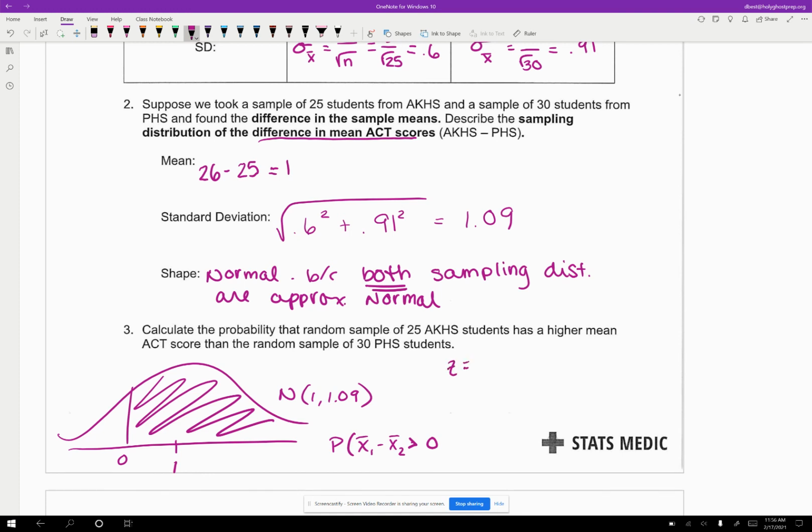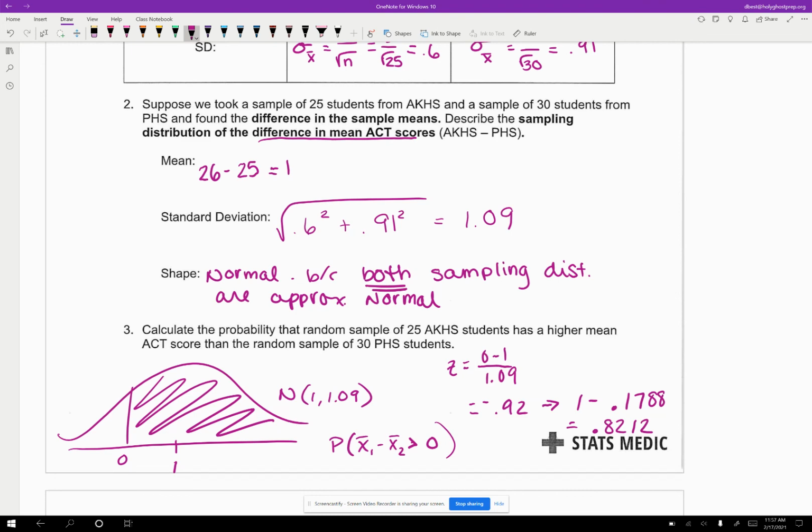You should have done z equals 0 minus 1 over 1.09 to get a z-score of negative 0.92. From Table A, you would have gotten 0.1788. Subtract that from 1, and you should have gotten 0.8212. Remember to have drawn your bell curve, and remember to have your z-scores written down.